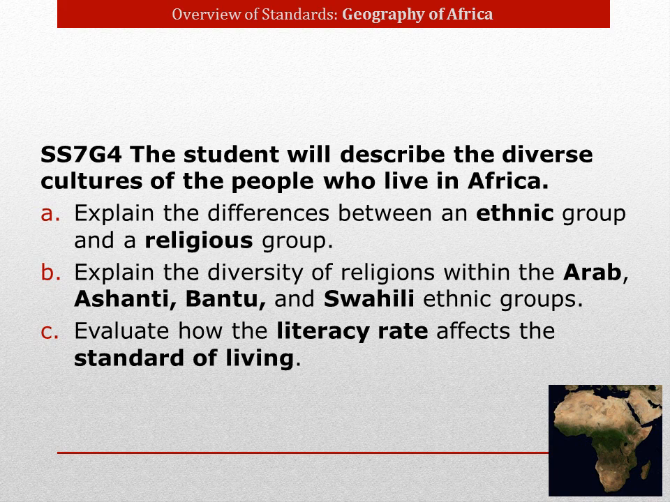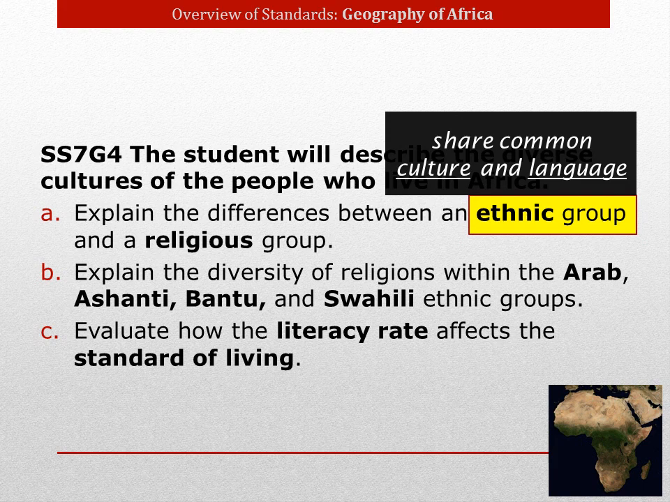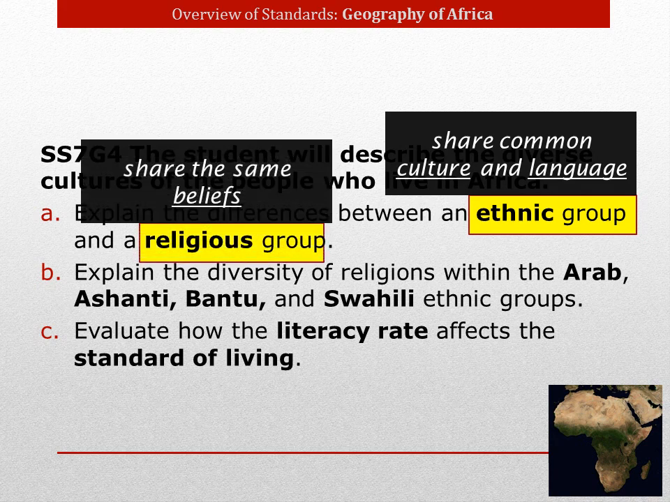SS7G4. The student will describe the diverse cultures of the people who live in Africa. All right, element A. Explain the difference between an ethnic group and a religious group. Now, you will remember from previous units that an ethnic group is a group of people who share a common culture and language, while a religious group, that's a group of people who share the same beliefs. And you will remember that not everybody in a particular ethnic group are from the same religious group, and likewise, not all people in a particular religious group come from the same ethnic group.